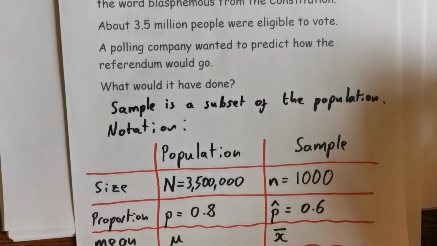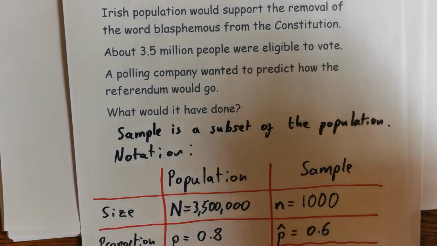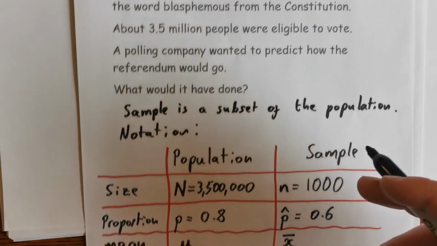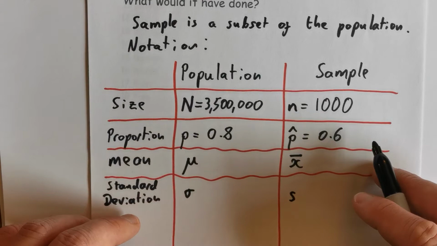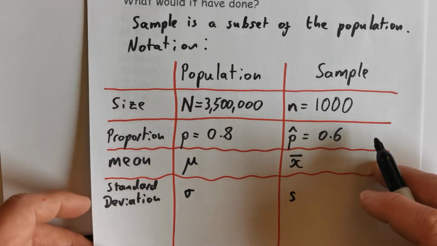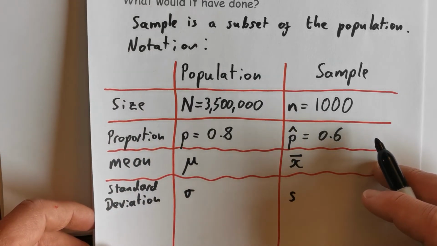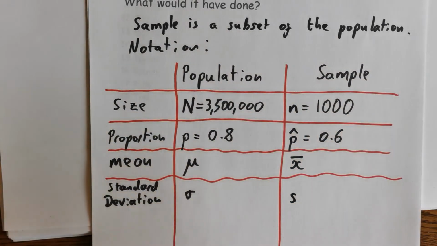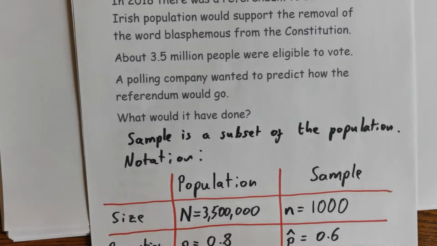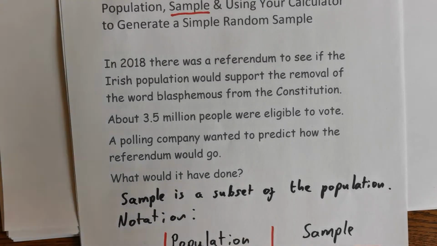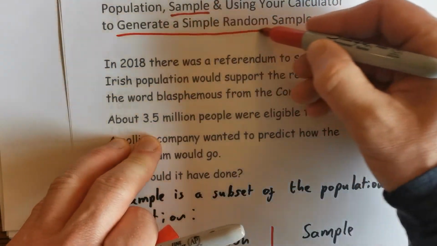So that's what that polling company would do. And again, we'll come back and look at generating other things. We can also generate things called confidence intervals, which we'll talk about in another class. Okay? The next thing I'm going to talk about is generating a simple random sample.